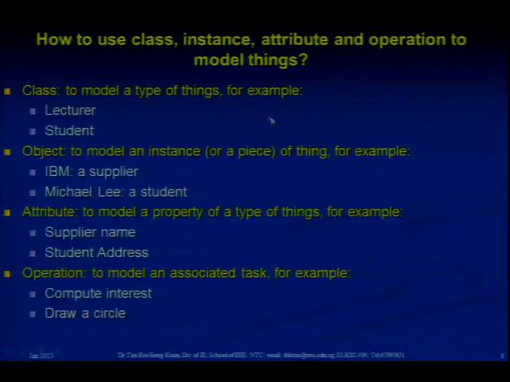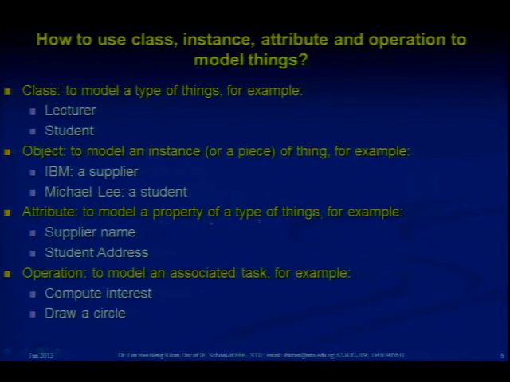Class is to model a type of thing in our problem. If we do a subject registration system, the types of things will be lecturer and student. So we can define a class lecturer to specify all the lecturers, and a class student to specify each and every student. Object is to model an instance, or a piece of things. Things like IBM, a specific individual supplier, we should model as an object. Under class diagram techniques, Michael Lee, an individual student, should be modeled as an object.